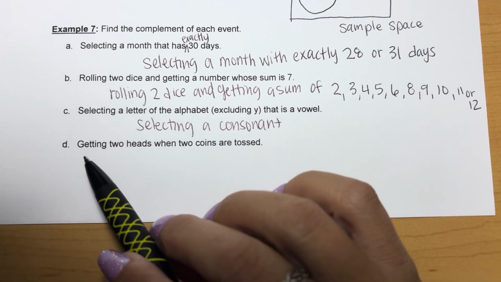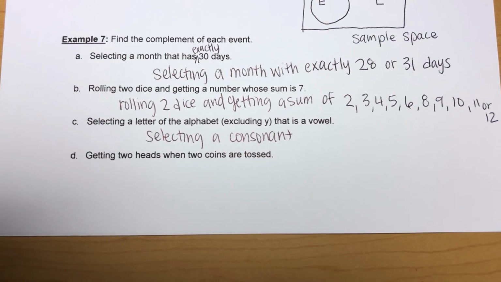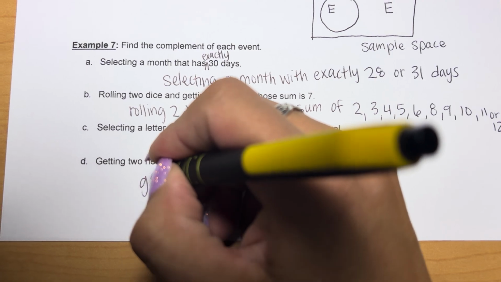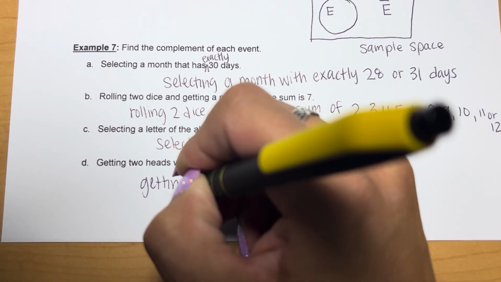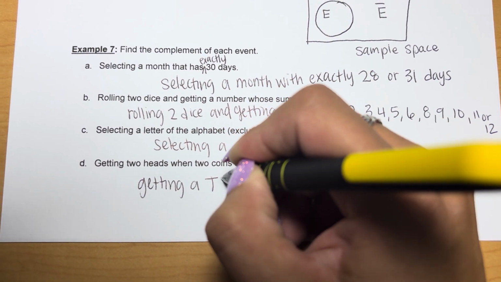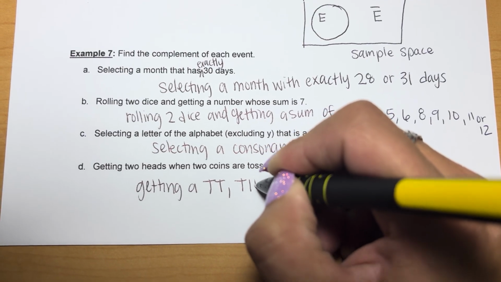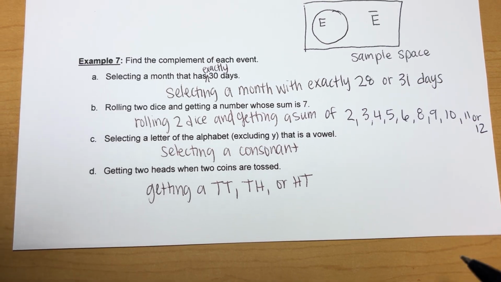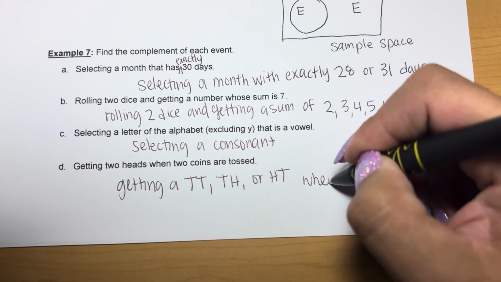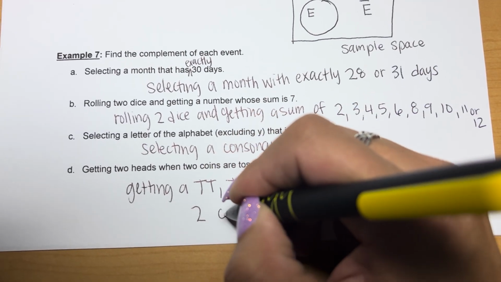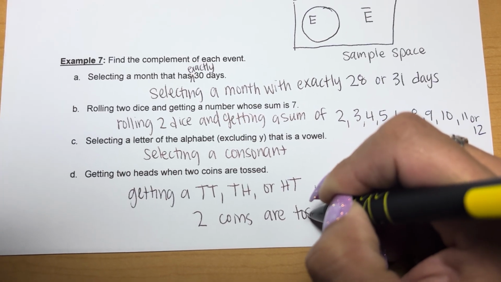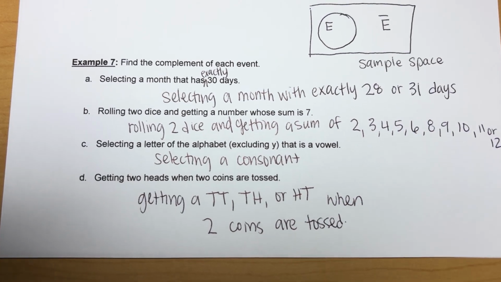Okay. What is the complement of getting 2 heads when 2 coins are tossed? Okay. What are the other options we can get? Getting a tails, a tails, heads, or a heads, tails when 2 coins are tossed. All right.